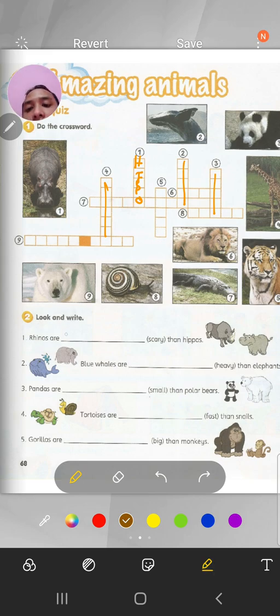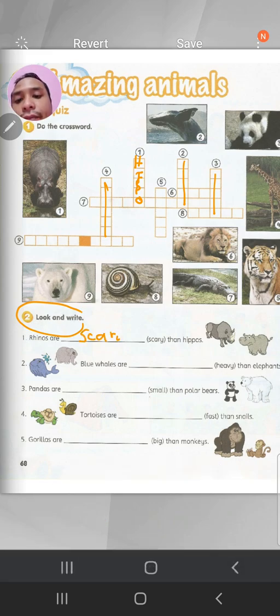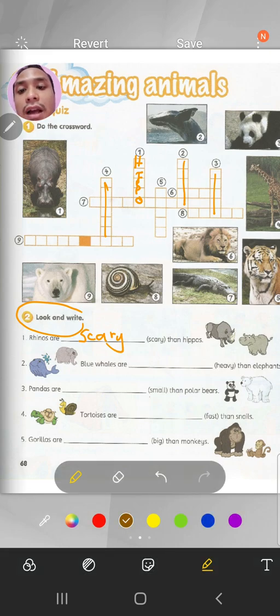Okay, next, look and write. Lihat dan tulis. Look and write. Rhinos are scary than hippos. Okay, this one you have to write comparative adjective. Okay, the word scary ends with what? Awak kan kita nak buat comparative, macam mana bunyi dia? Heavier, smaller. Mesti scary ni akan bunyi scarier, because scary ni tak panjang sangat. Awak tak boleh tulis more scary than. No, dia tak panjang. So scary ni akan jadi scarier.